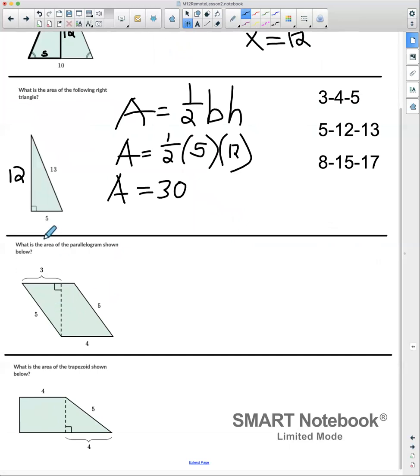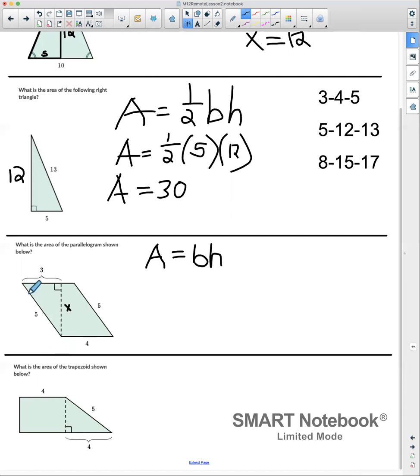All right, next we have this parallelogram. So area of a parallelogram is base times height. Okay, so I have the base. Okay, base of 4. And we need the height. So I'm just missing this part right here. Okay, this is going to be our unknown, our x value.